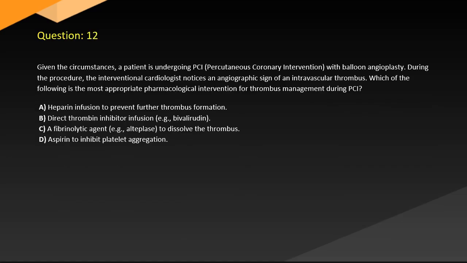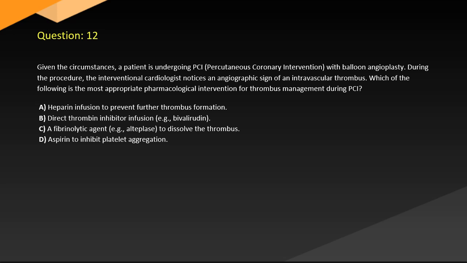Question 12. Given the circumstances, a patient is undergoing PCI, percutaneous coronary intervention with balloon angioplasty. During the procedure, the interventional cardiologist notices an angiographic sign of an intravascular thrombus. Which of the following is the most appropriate pharmacological intervention for thrombus management during PCI?